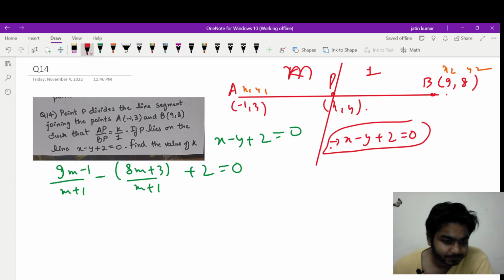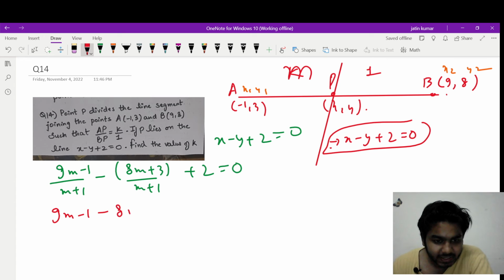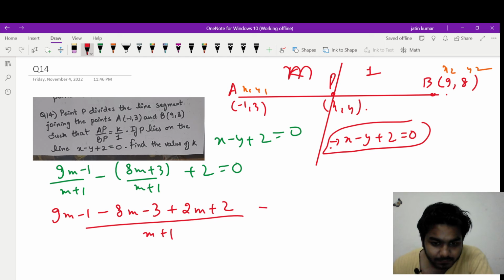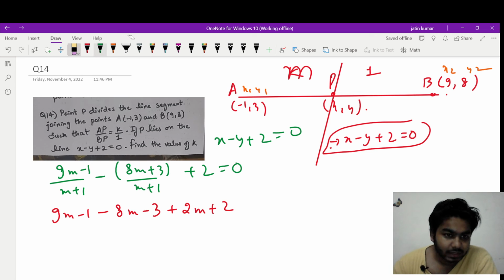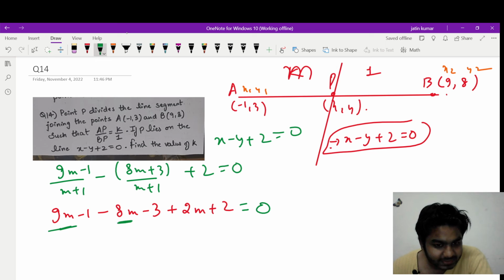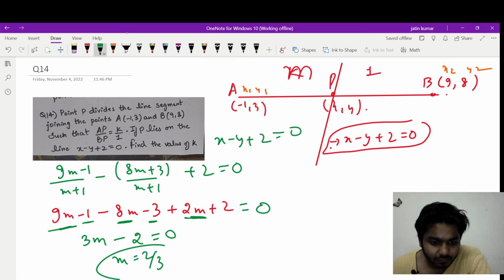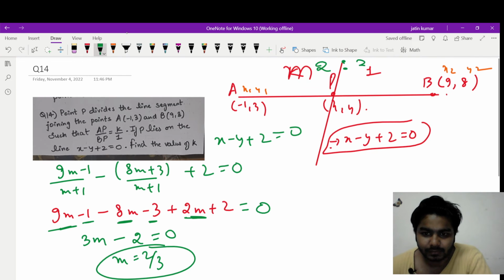On solving this we will get 9m minus 1, minus 8m minus 3, plus 2m plus 2, and whole upon m plus 1. This m plus 1 will go to the other side, so it will become 0 ultimately, right? So we can remove the denominator, and we need to solve this equation, equal to 0. So 9m minus 8m is m, and m plus 2m is 3m. So 3m we have got, and minus 1 and minus 3 is minus 4, minus 4 plus 2 is minus 2, is equal to 0. So m will be 2 by 3, so we have got the ratio as 2:3. This is our final answer.